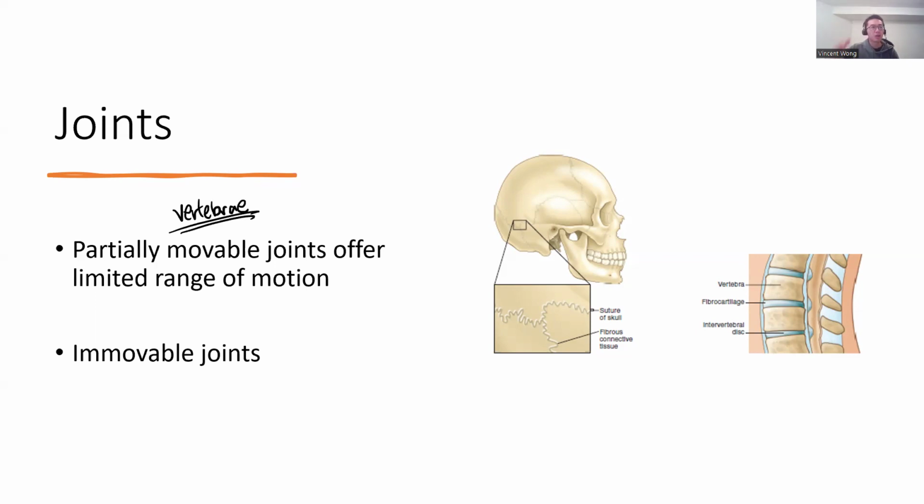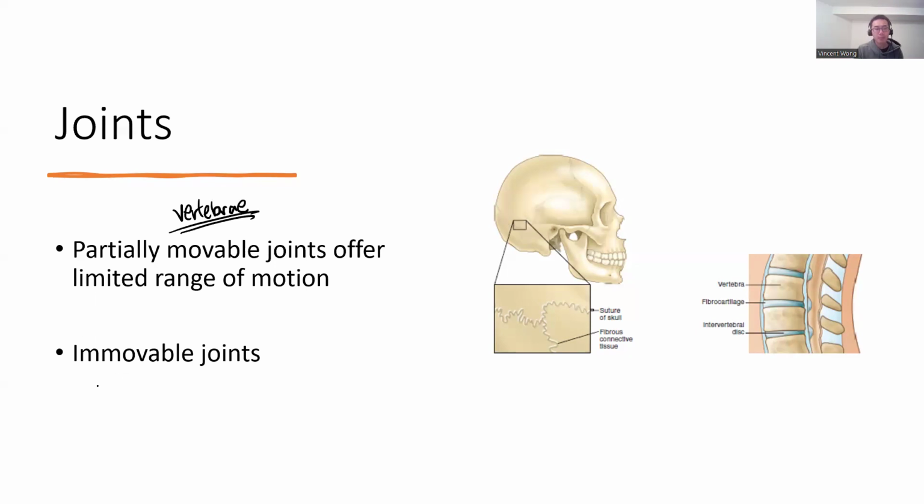You can think of a whole stack of chairs. If you stack 2 chairs on top of each other, it's very limited motion. But if you keep on stacking, when it gets higher and higher and higher, eventually you can move the whole column, right? That's essentially what it's like for our backbone. Okay, so that's partially movable joints.